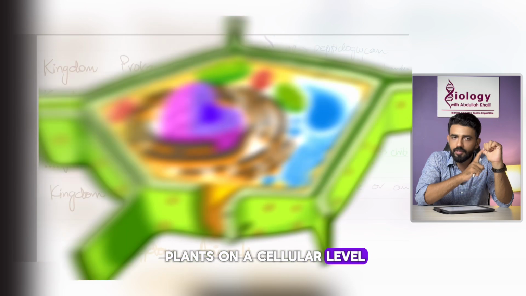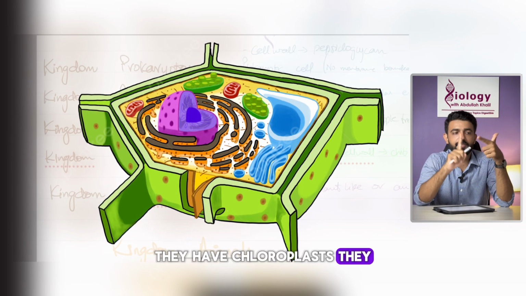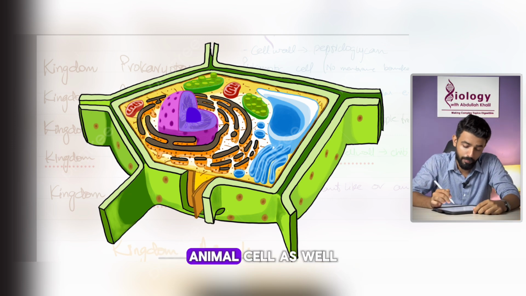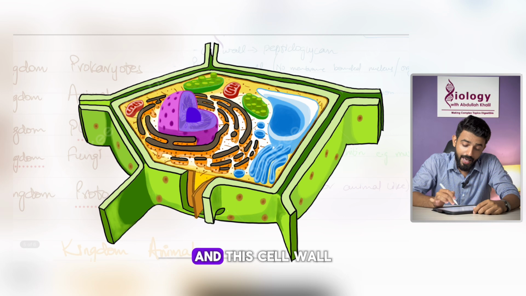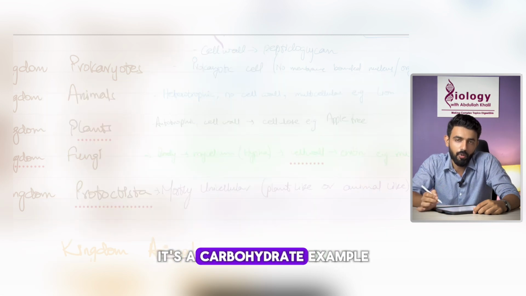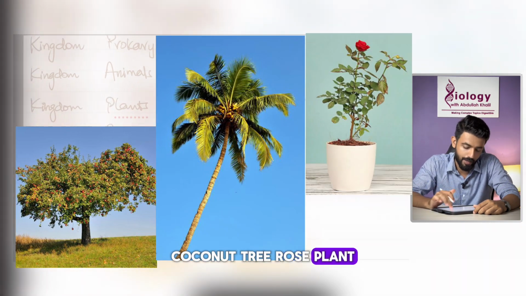Then we have kingdom plants. On a cellular level, they have cell walls which are made up of cellulose. They have chloroplasts. They have a permanent sap vacuole and other structures that are present in an animal cell as well. Their cell wall is made up of a substance called cellulose. It's a carbohydrate. Examples could be apple tree, coconut tree, rose plant.